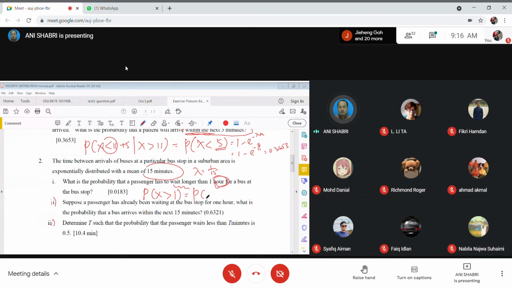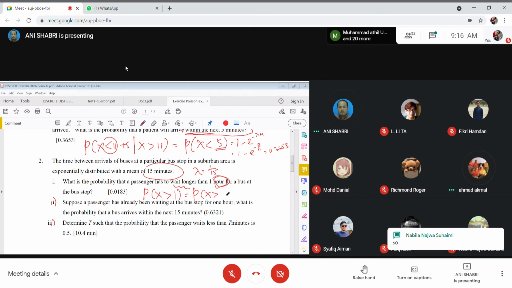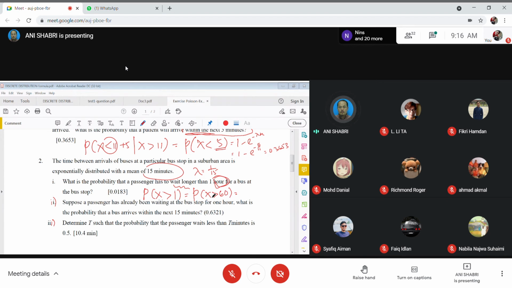Okay, it is equal P(X greater than), kalau 1 hour, 4 minute. 1 hour, 60 minutes. Okay, this is 60 minutes. It is equal, if greater, you just write e to the minus lambda, tambah 60 bagi 15. It is equal e to the minus 4. The answer is 0. Okay, dan kalau kira, jawapan sama 0.0183.